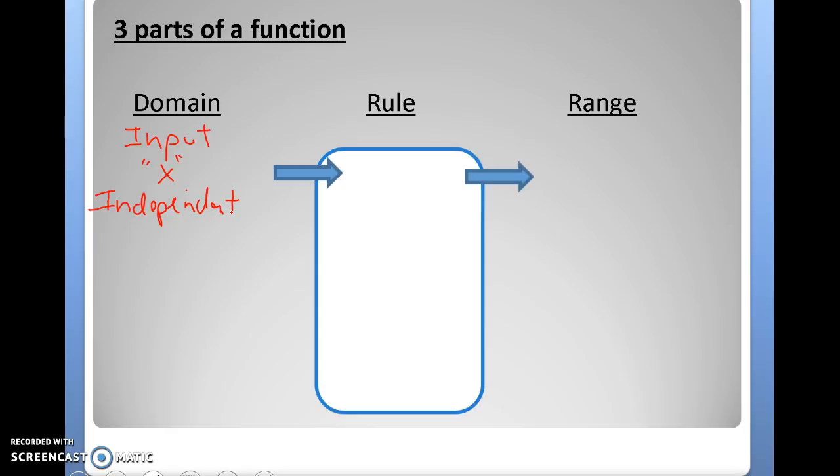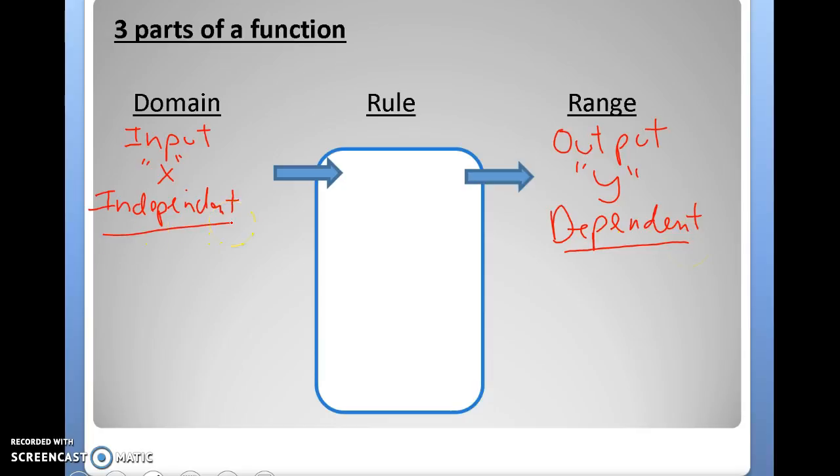Then there's a rule, something we do to the input values to get the range. The range is the output values. Sometimes they are just referred to as the y values, and they're the dependent variables. And the reason we call them the dependent variables is because the output depends on what you put in for the input. And so these are completely dependent on what you stick in as the domain or the input values.